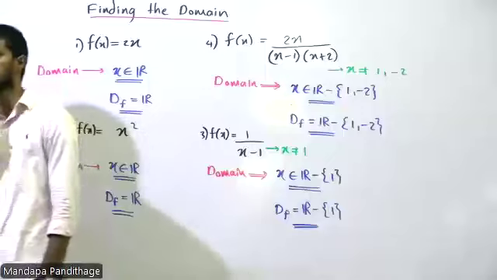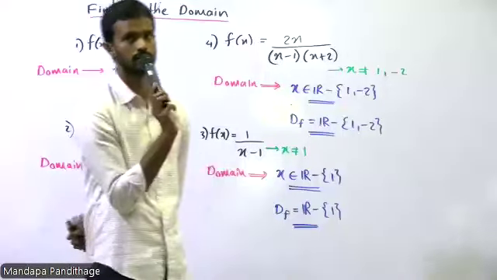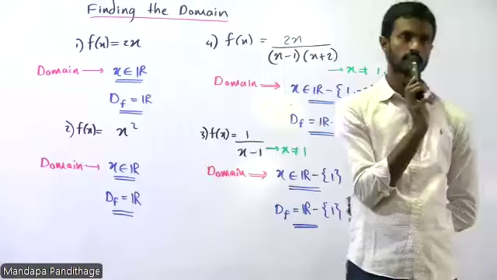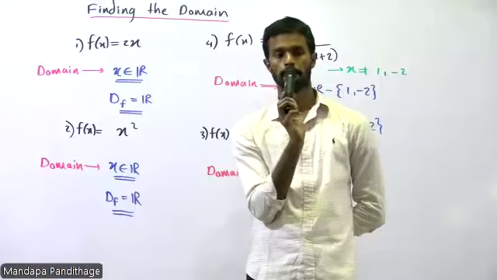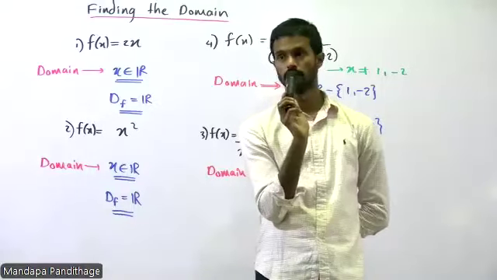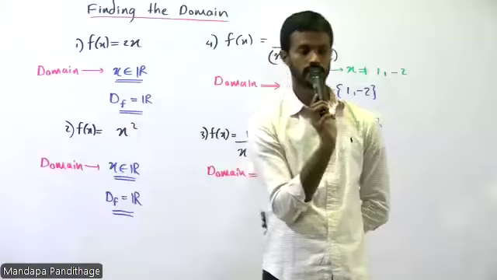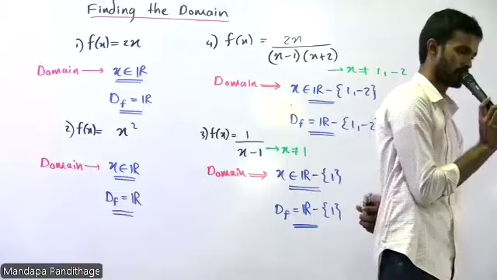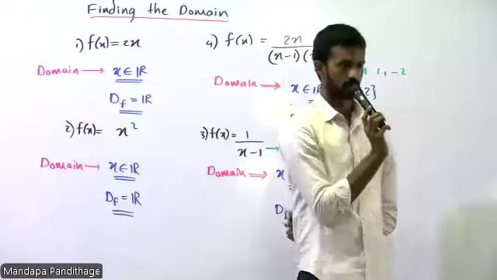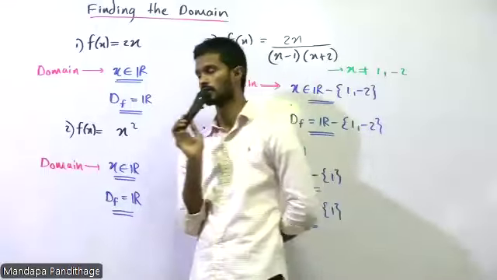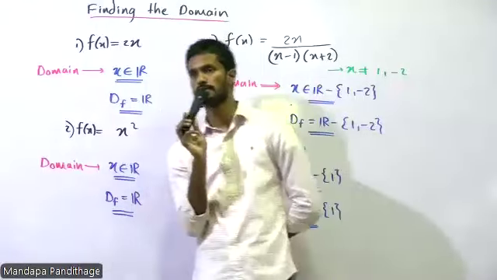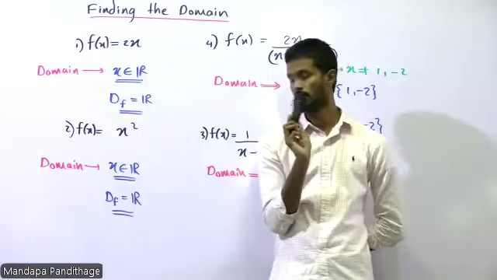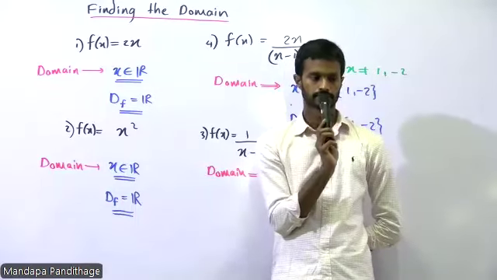The function consists of a denominator. Second one, the function consists of a square root. Okay, write in the next line.